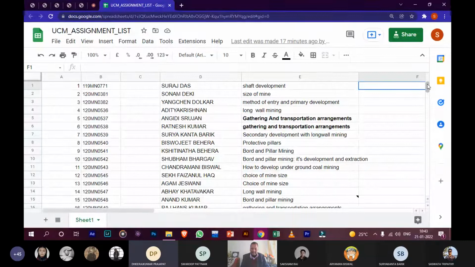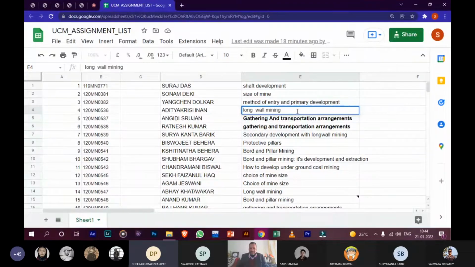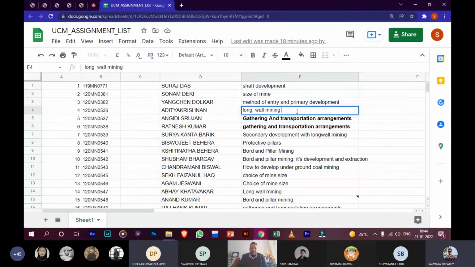And anybody else? Longwall mining. Now, Aditya, what is your longwall mining topic? Now you note down. Yeah, your CR also, you also write it there itself because many people have written longwall mining. There, one by one, now let us decide which is common. Longwall mining cannot be same for everybody. So the concerned person can say, otherwise I will give it. Yes, Angadi. Angadi Srujan.